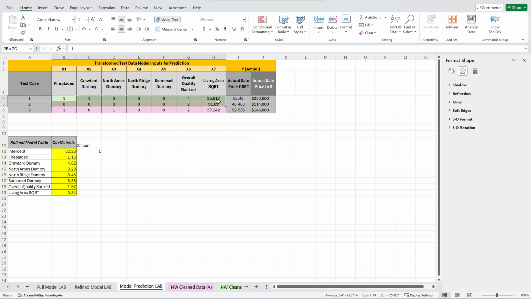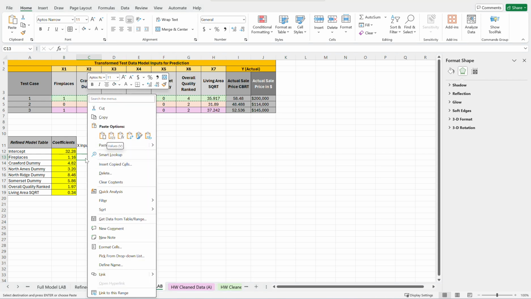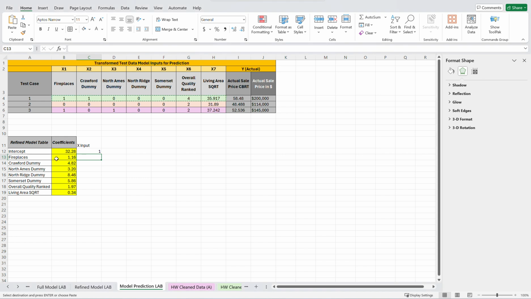So I'm just going to copy these. Just highlight this green row right here, Control C to copy, and then I'll transpose paste it right underneath this one that we entered, because the first value is the input value for fireplaces. If I click in this cell right next to the fireplace coefficient, right click and select transpose paste, then it will paste those X inputs right next to it. Now the next thing that we're going to have to do is the multiplication.